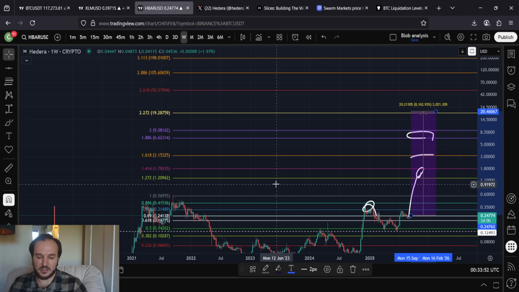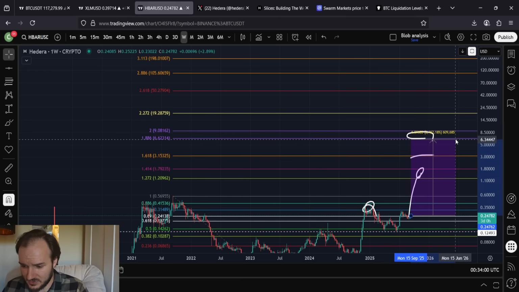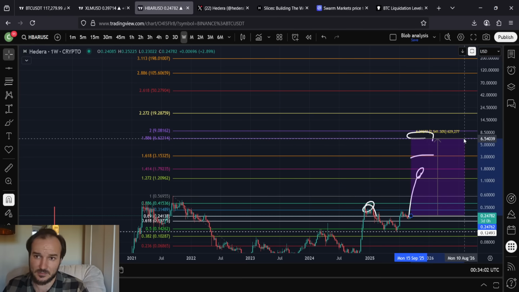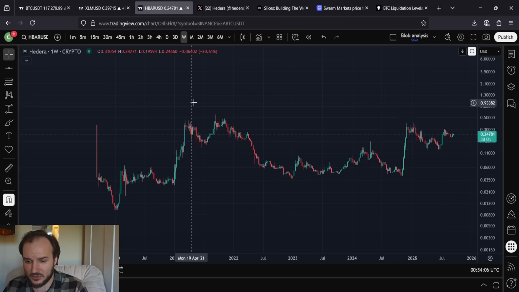I really do believe by the end of the cycle, something between $6.62 and $20, as big of a range as it is. But even at $6.62, that's still a nice 26x. That's not bad at all. So a lot of growth in a short amount of time. I got nothing else for you guys.